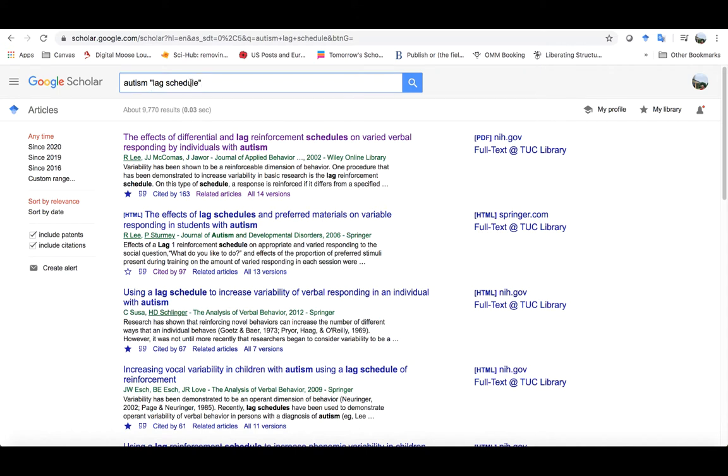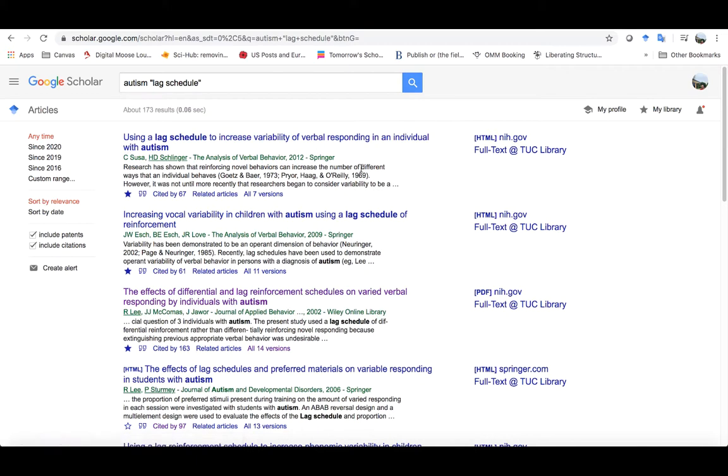schedule in quotation marks, what it's actually going to be looking for now is the words lag schedule written together. So as an example, this first one here, lag reinforcement schedules, because reinforcement is in the middle, that should remove that one unless somewhere else in the article it has lag schedule written exactly like that. So by searching on that, you'll see it changes the nature of my results and it allows me to find ones that are closer to what it is that I'm looking for.